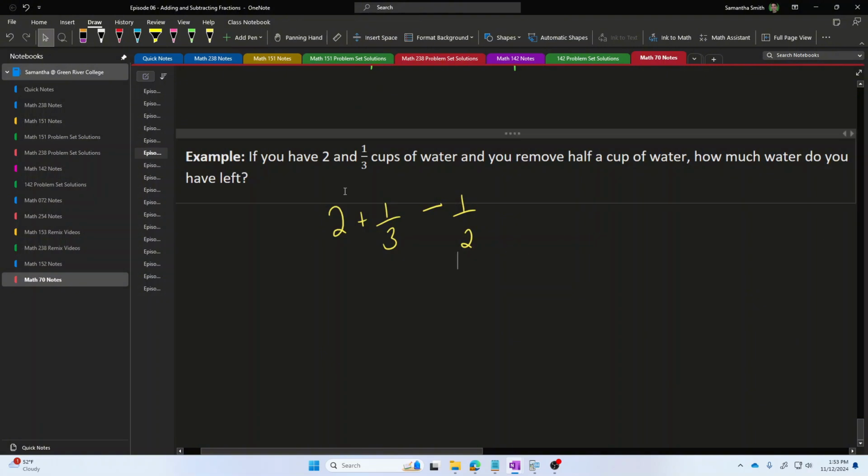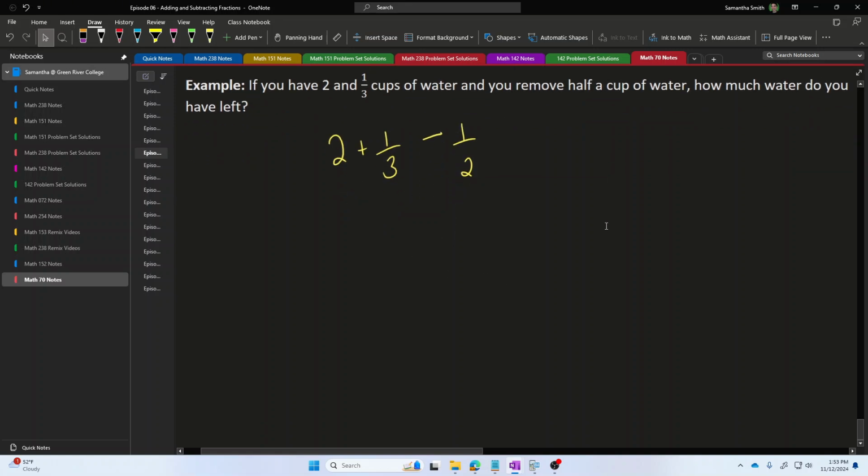Now, if I have 2 and 1/3, and I'm taking away 1/2, to figure out the result of this process, I would need to start by making all three of these numbers have exactly the same denominator. Now, 2 can be thought of as 2 with a denominator of 1. Here I have 1 over 3, and here I have 1 over 2. And my question will be, what is a least common multiple of these three numbers, 1 and 3 and 2?